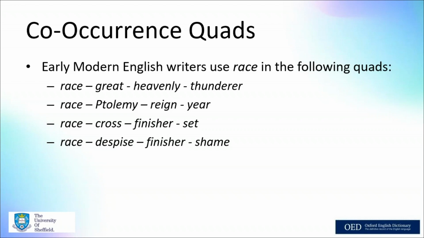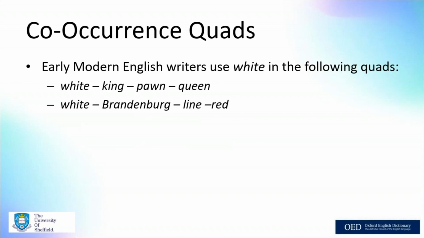You see with the third one there that you clearly have an example of the polysemy of the word race, where you can run a race, as opposed to the idea that a race is family or kinship ties in early modern English. It's another quick example, and I think this is one that brings in lots of questions about society and culture. Early modern English writers use the word white extremely frequently, and again with this kind of internal cohesiveness. According to the statistics: white, king, pawn, queen, which is clearly about chess. We have lots of discussions of chess. And also, for example, white, Brandenburg, line, and red.